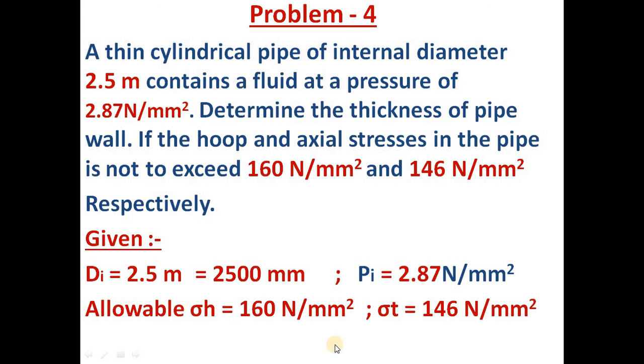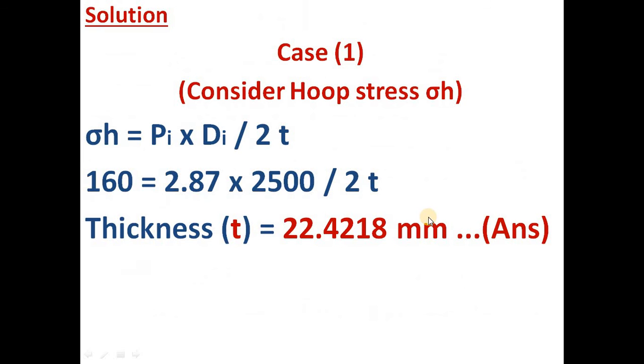Then second case, we will design as per longitudinal stress. Taking longitudinal stress as the criteria, we will design again. Which one is the larger one? Larger value of thickness will be selected. Clear? That is the procedure. Okay. Case 1. Consider hoop stress. Considering hoop stress, we will design the thickness. We will get one value.